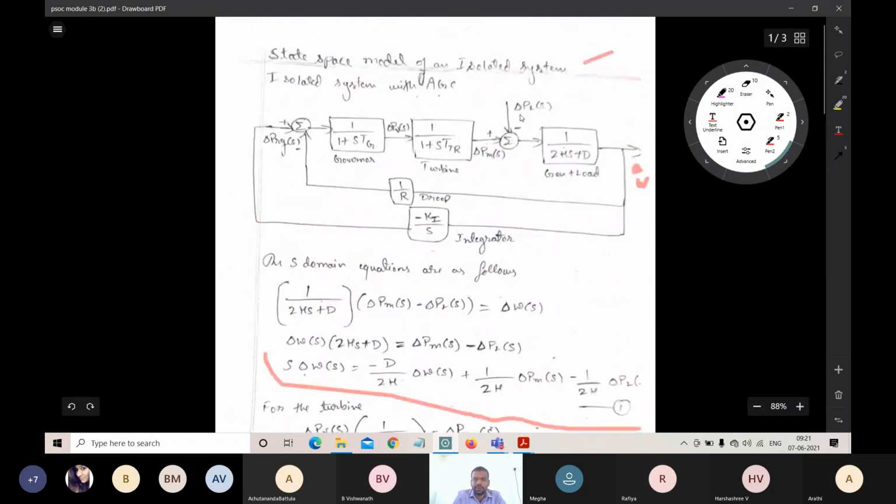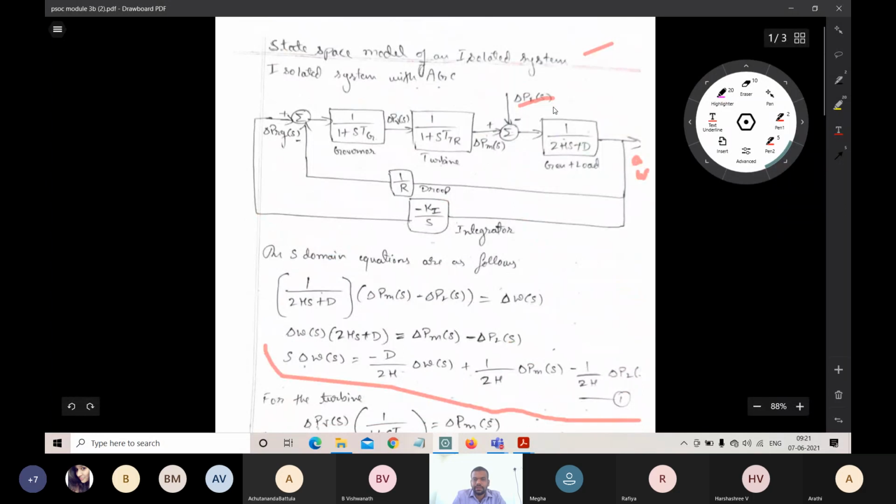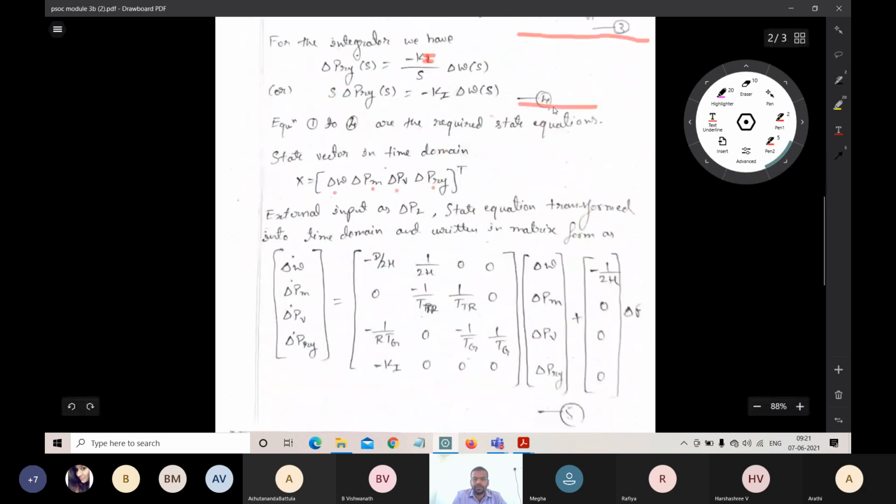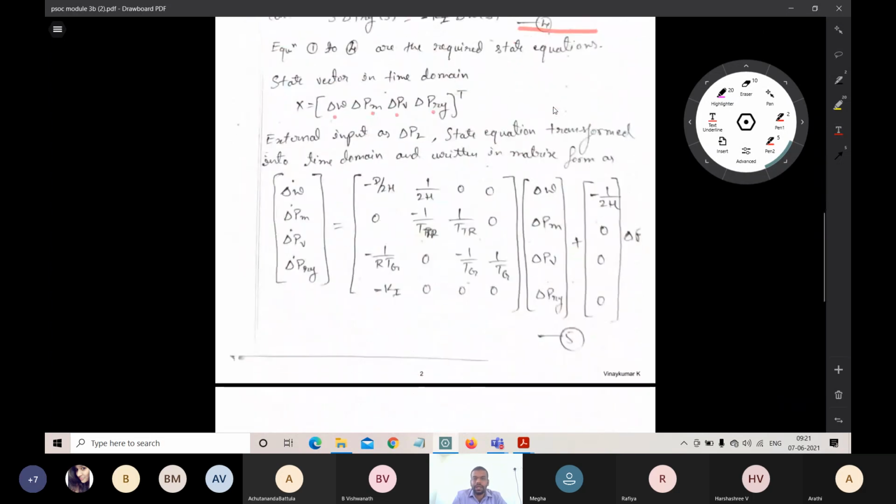This is the external input, delta pl, that we are getting from the models. Requirement of load is called delta pl. The state equations are transformed into the time domain and written in terms of a matrix: delta omega, delta pm, delta pv, delta p reference, with the time domain, that will be equal to.